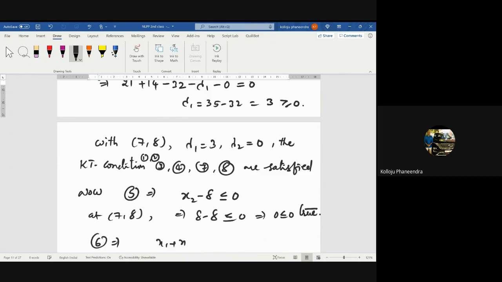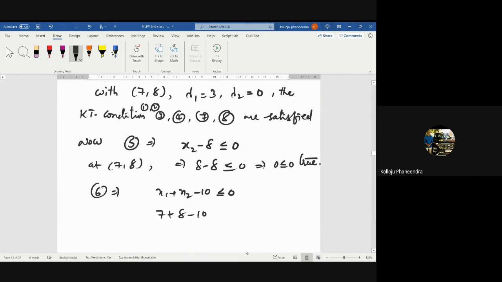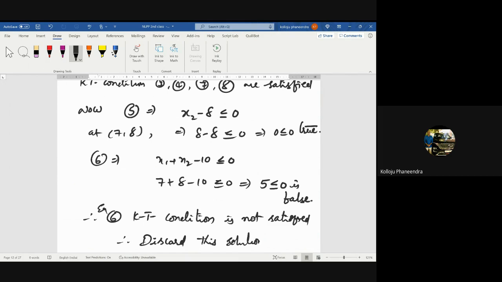Next, the sixth equation implies x1 plus x2 minus 10 less than or equal to 0. So x1 is 7 plus 8 minus 10, less than or equal to 0. This is 15 minus 10, 5 less than or equal to 0 is false. Therefore, the sixth KT condition is not satisfied. Therefore, discard this solution. This solution is also rejected.